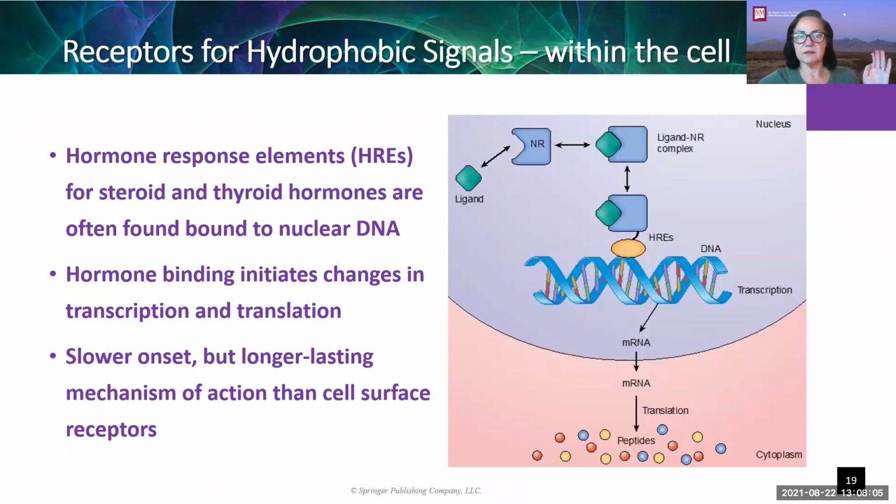So moving on, receptors of the hydrophobic signals, as we mentioned, those hormones, steroid hormones and thyroid hormones, they can pass right through the cell membrane, and they're in all the way into the nucleus in some cases, where the receptor is just waiting for them to arrive.